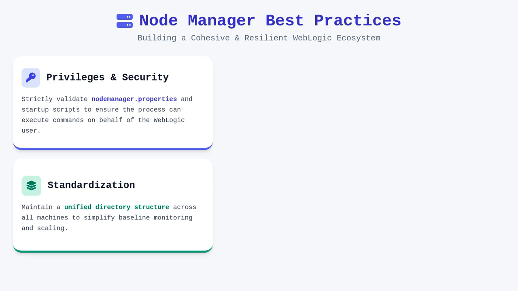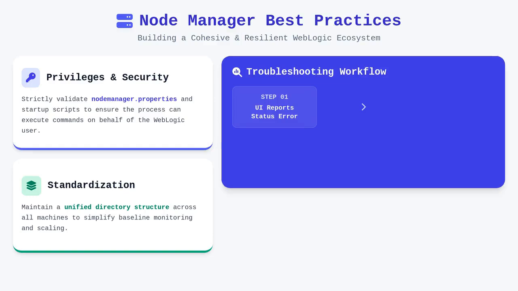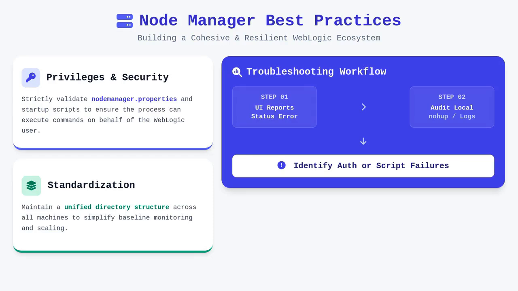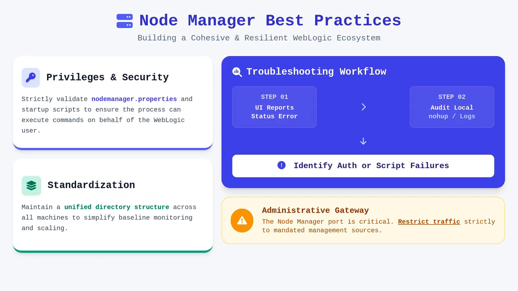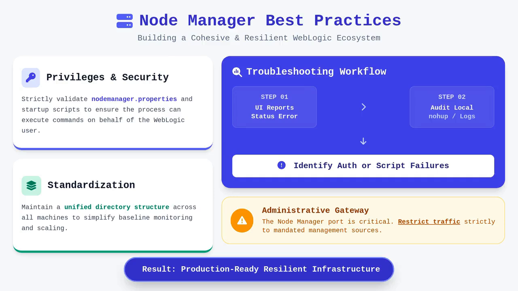If the agent does not report a server status correctly, the first step is usually to examine the local nohup or log files generated by the node manager process rather than relying solely on the UI. These logs provide a clear audit trail of every interaction, including authentication failures and script execution errors, which are notoriously difficult to debug from the administrative console alone. Keep your security settings tight, ensuring that only mandated management traffic can access the node manager port, as this port effectively functions as an administrative gateway to your infrastructure. With these settings in place, your WebLogic environment moves from a collection of loosely managed processes toward a cohesive, resilient ecosystem ready for production.